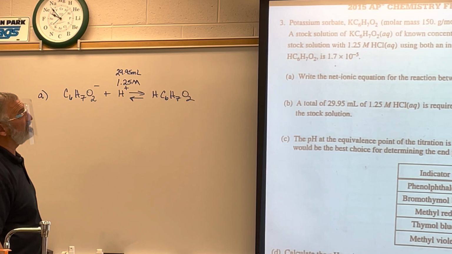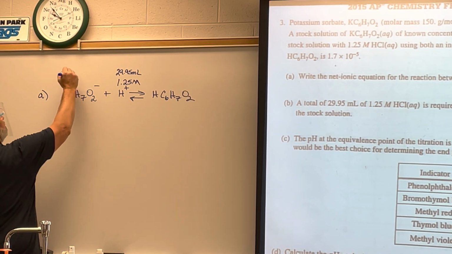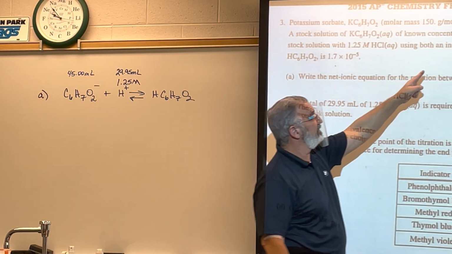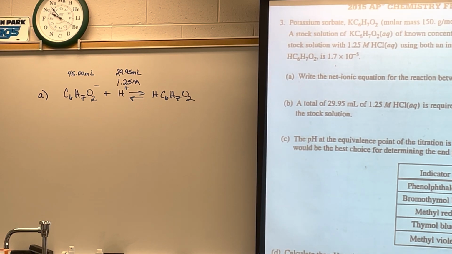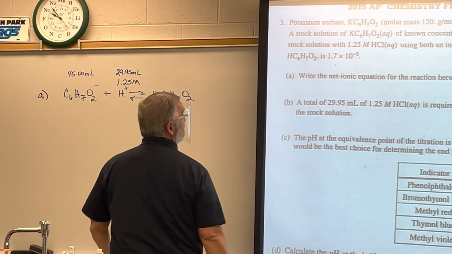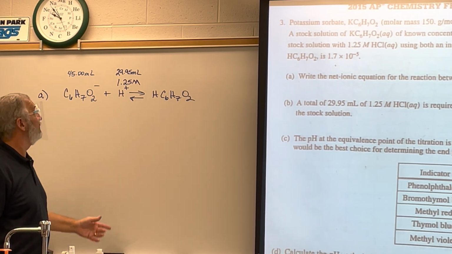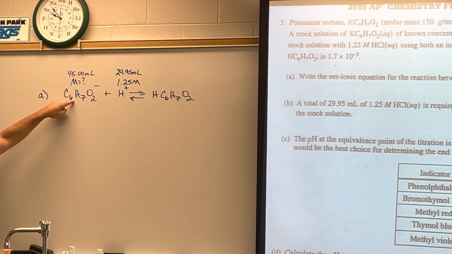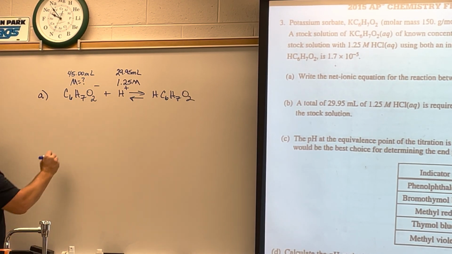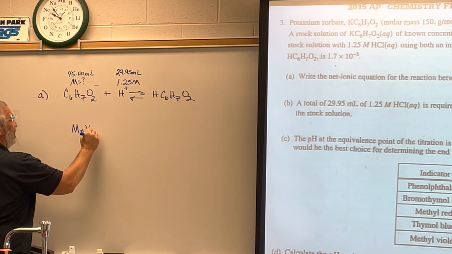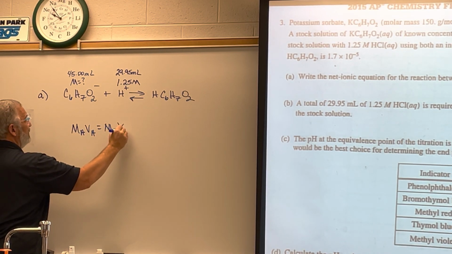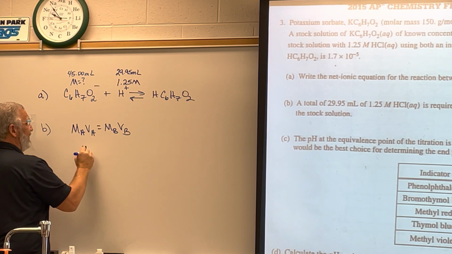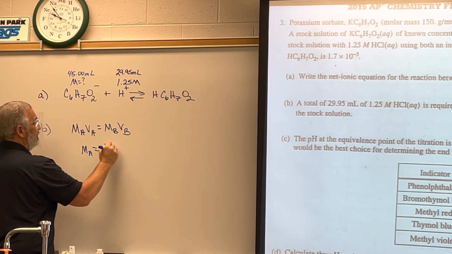Calculate it, and does it say 45 milliliters of this was used? Okay, so that's given right up here. We used 45 milliliters of it. So the question is asking, calculate the molarity of this. So how do I do that? MA VA is equal to MB VB. This is part B. So I'm going to say the molarity of the acid is going to equal 1.25 molar.